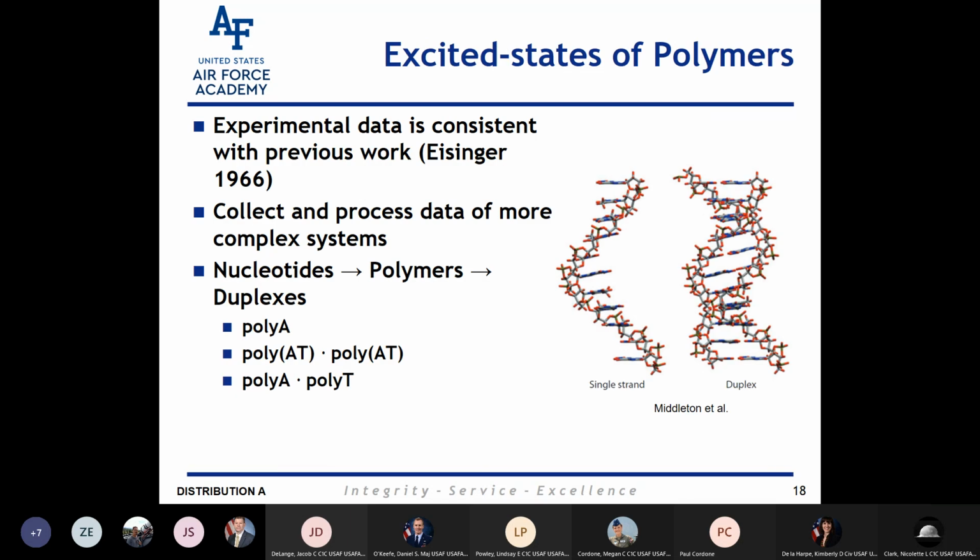So we've got all our nucleotides, just our little bases, and we proved that it's consistent. Our next step was to collect and process data of more complex systems. So we started with nucleotides, and then we moved on to single-strand polymers and duplexes, focusing mainly on adenine and thymine. We started with AMP by itself, and then we did poly-A, which is a long string of A, as well as homo and alternating poly-A, poly-T strands.